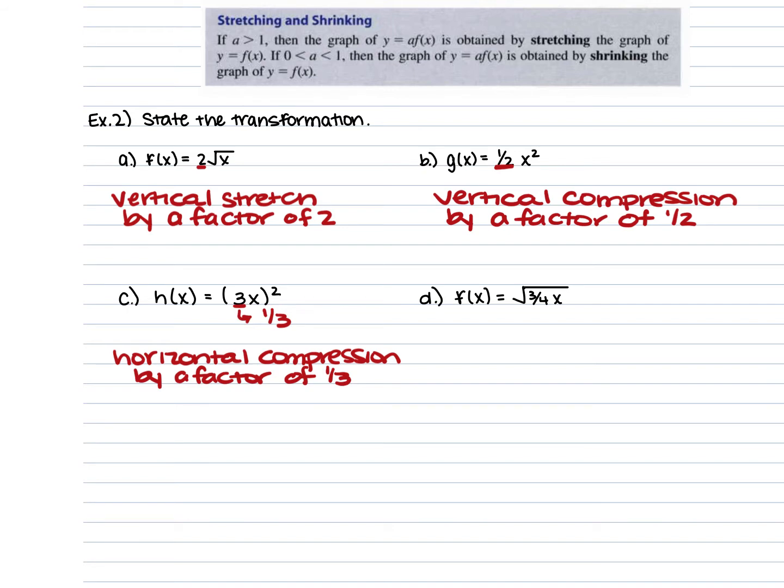For example D, we have f of x is equal to the square root of 3/4 x. We're going to look at that 3/4 since it's in front of x. We're going to take the reciprocal of it. The reciprocal of 3/4 is 4/3. That 4/3 is greater than 1, so we have a horizontal stretch by a factor of 4/3.